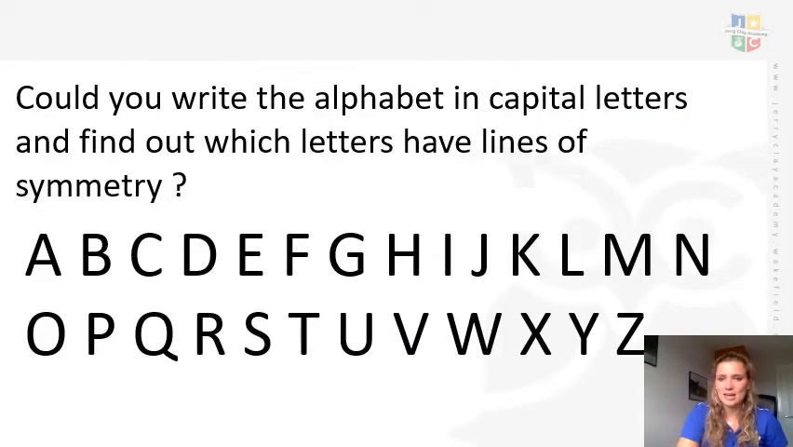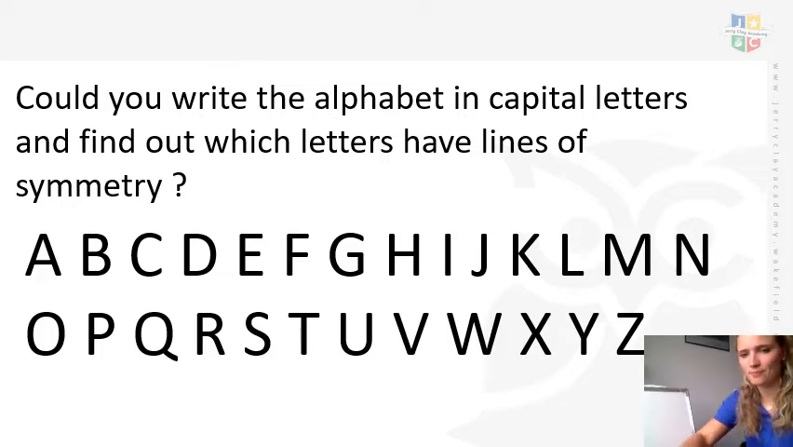So what I'd like you to do is have a go at writing the alphabet. Now, I want you to think about if you were to draw a horizontal or a vertical line, which would look the same. So I'm going to give you an example here.